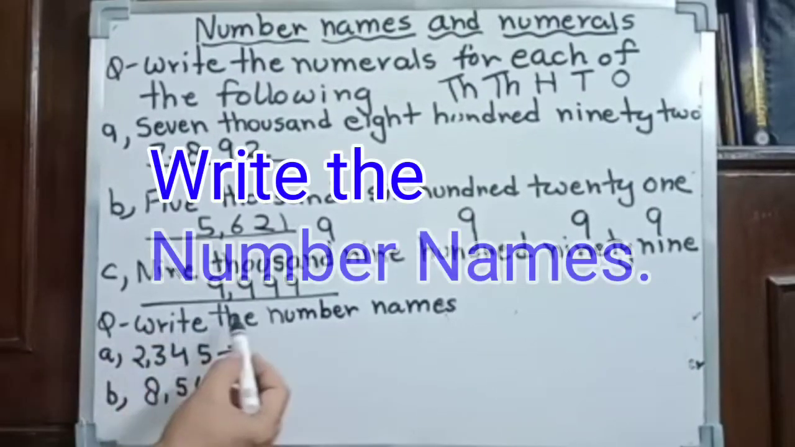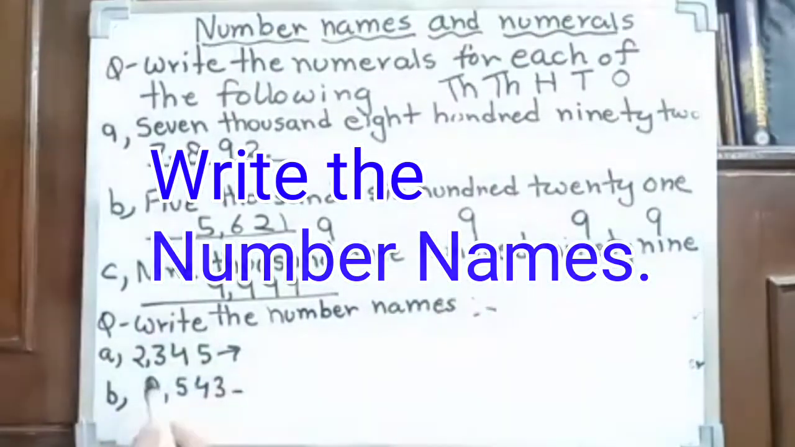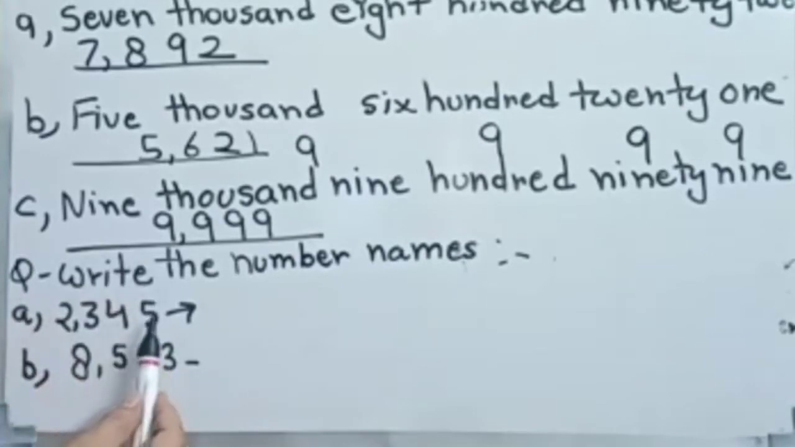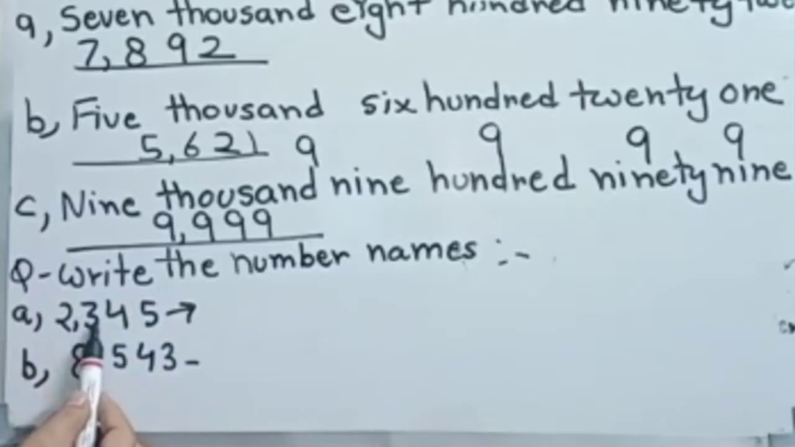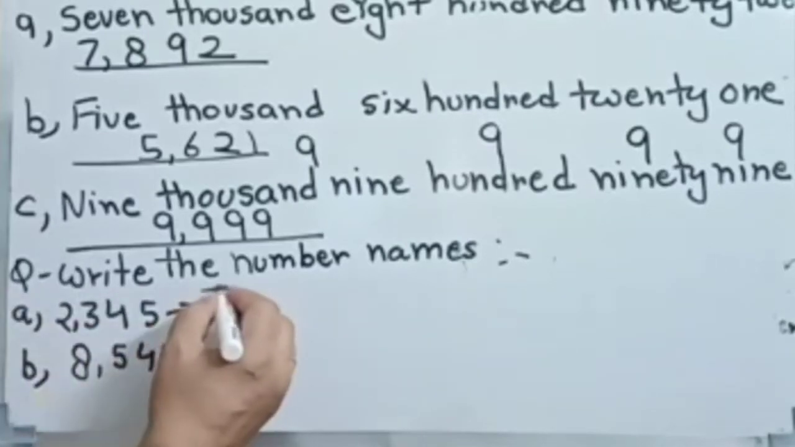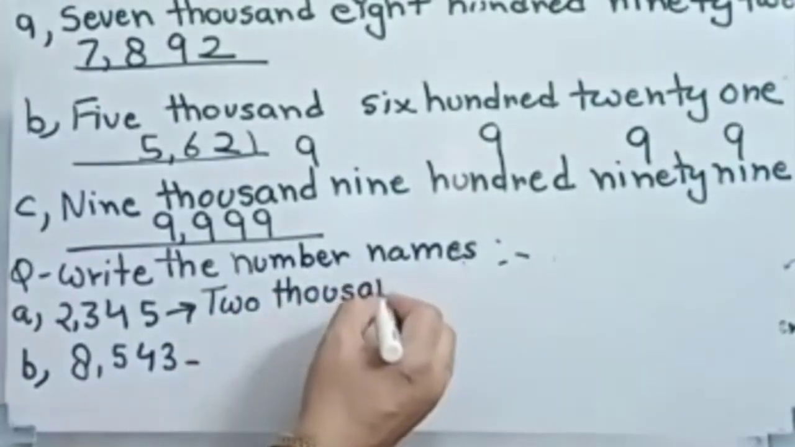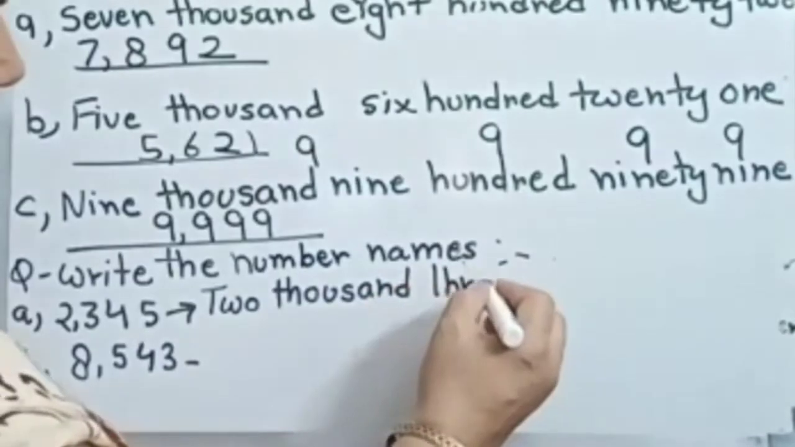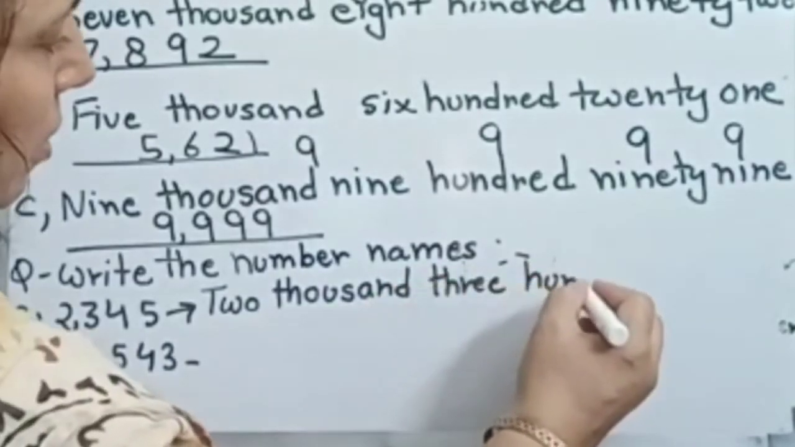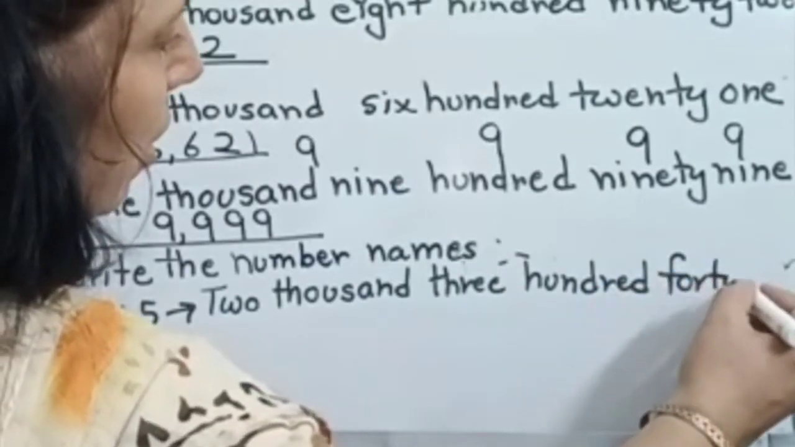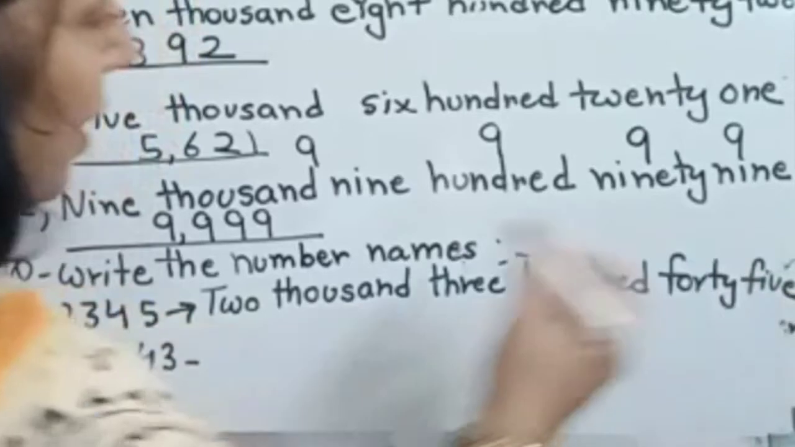Next we have write the number names. You know, read the number from this side to this side or from ones, both are the same. Ones, tens, 100, 1000 means 2345. So you know the spelling of 2000. 2000, very simple. 300, 45. Take care of your spellings.